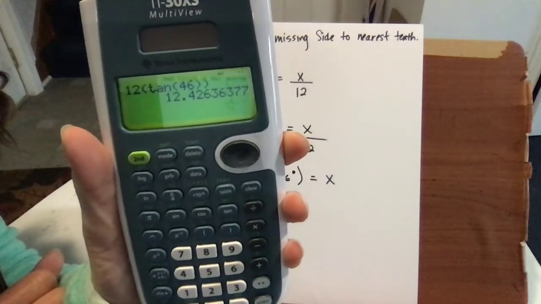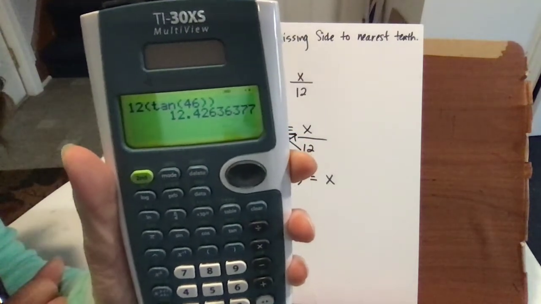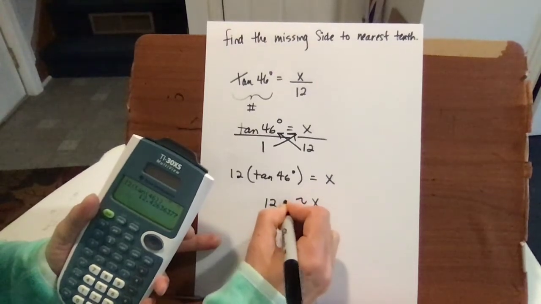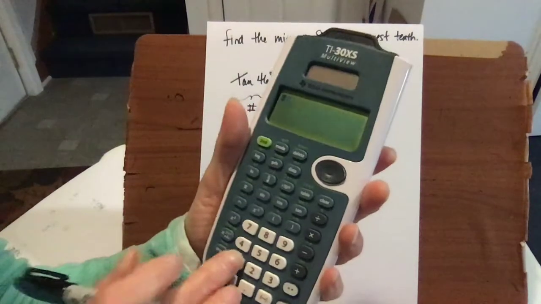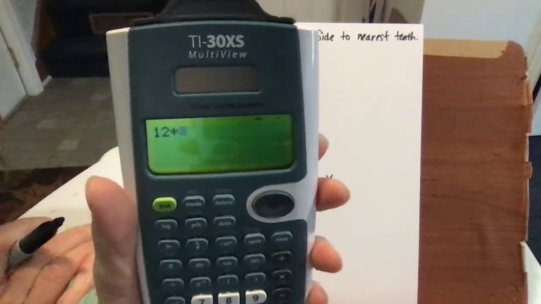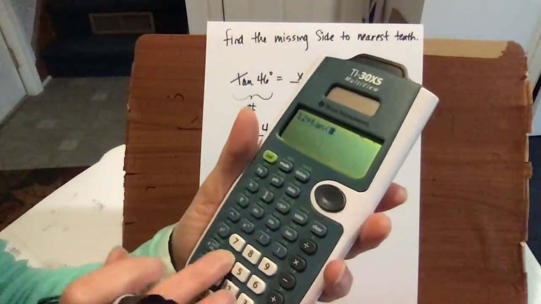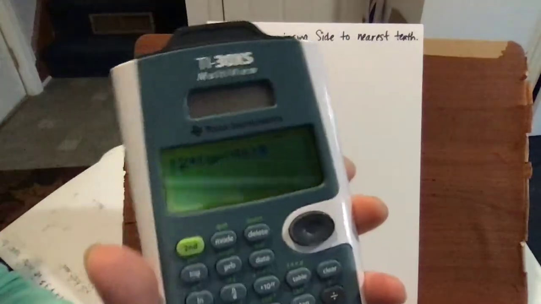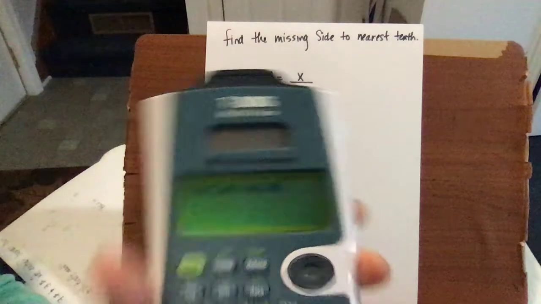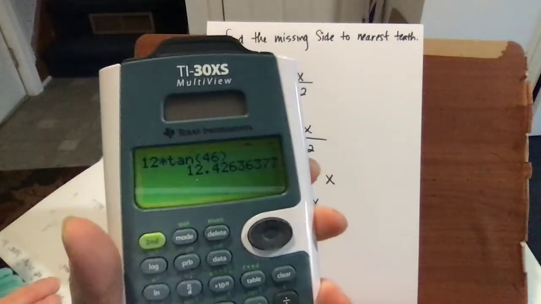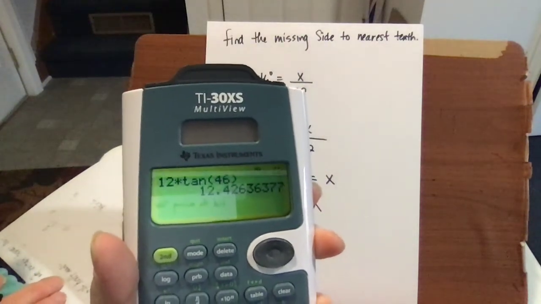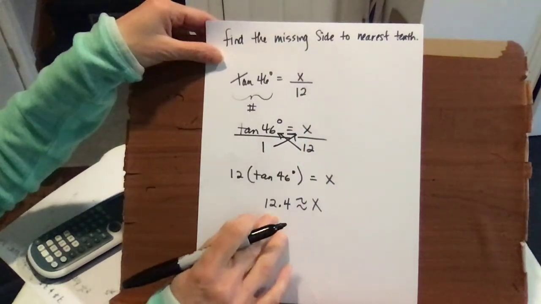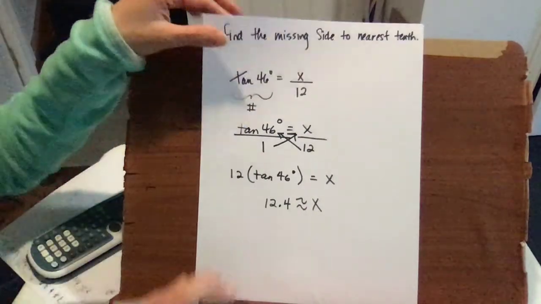All right, and you're going to get about 12.42, and then we want this to the nearest tenth, so it'll approximately be 12.4. Another way you could do it is just say 12 times, and then hit tan, and then put in 46. All right, just like this. And then hit enter, and you're going to get the same answer. Okay, so that is how you find a missing side. So the side that you're missing is approximately 12.4. All right.